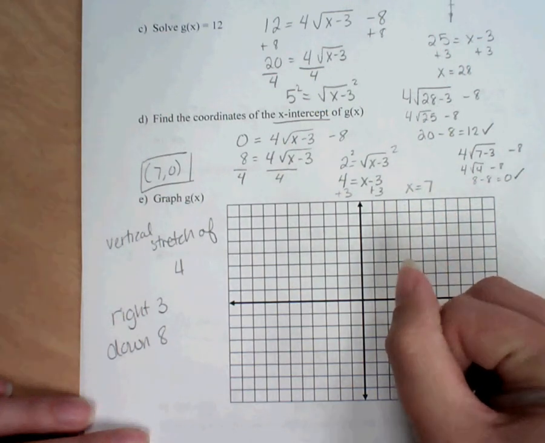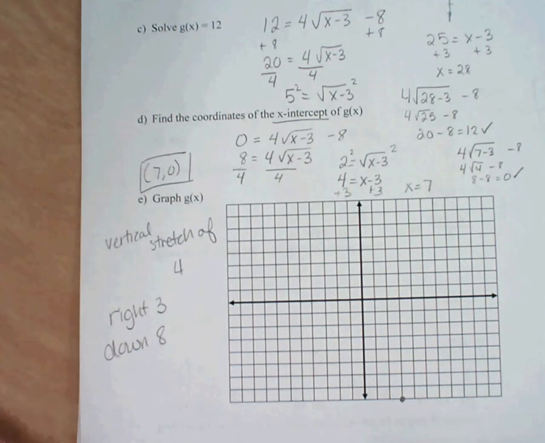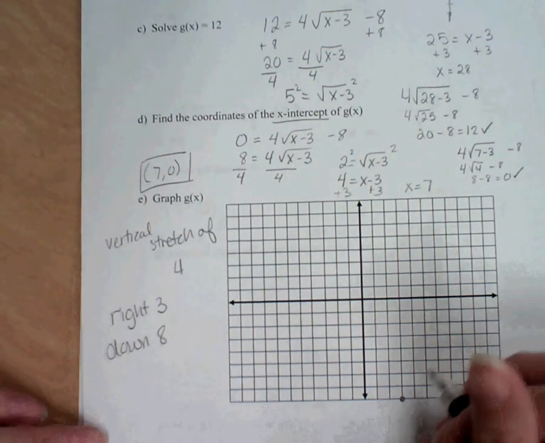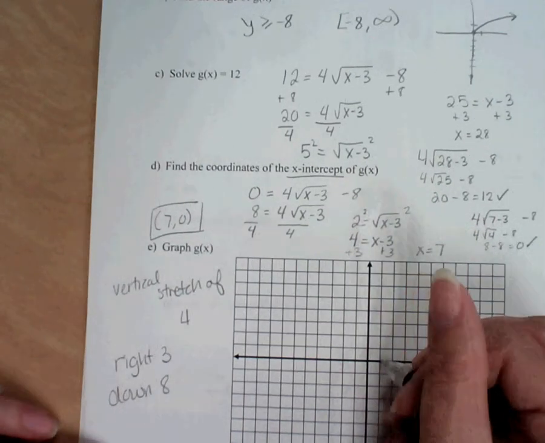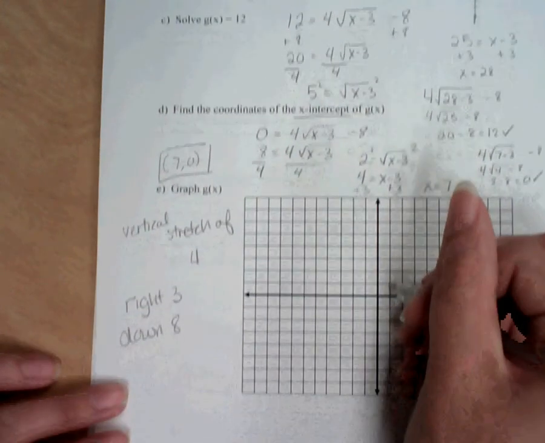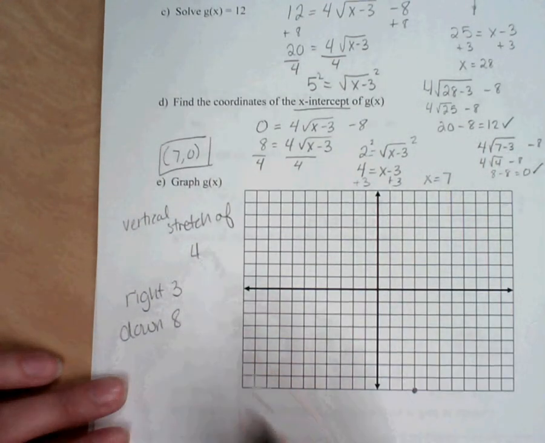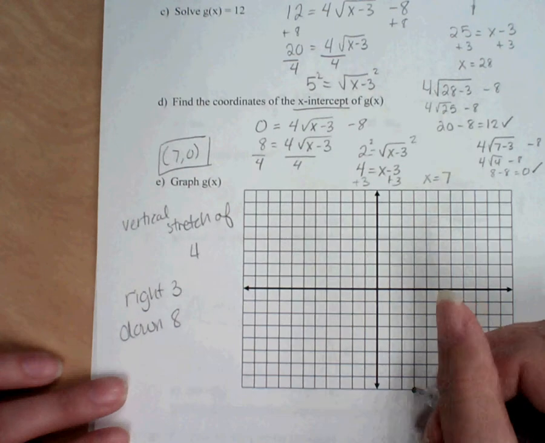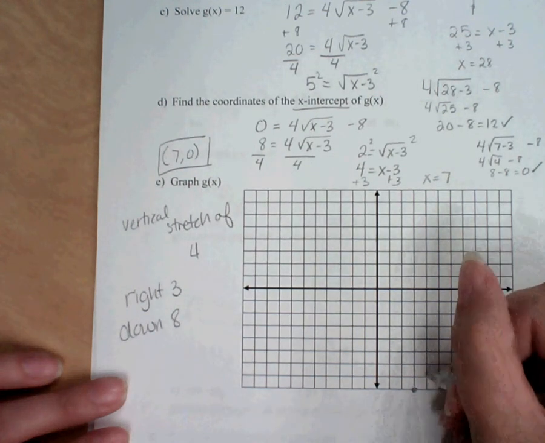And now the vertical stretch of 4 means that normally when I take the square root of a number, if I took the square root of 1, the square root of 1 is 1. So I'd normally, from my origin, go over 1 and up 1 to put a point. But that vertical stretch is going to multiply my y values by 4. So from my endpoint, I'd go over 1 and up 4.